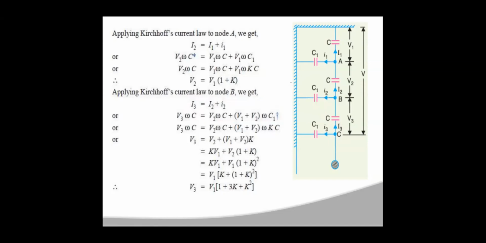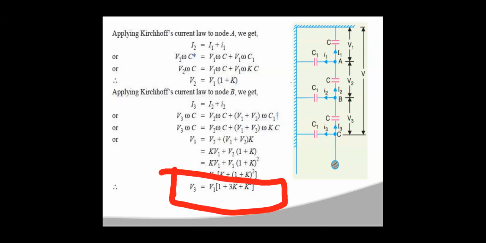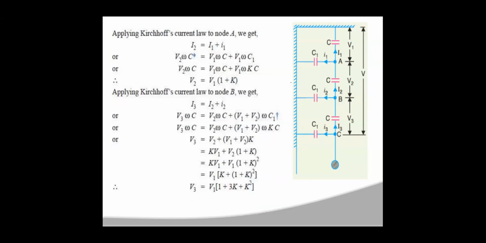Now if you observe the voltage across this C1, it will be the sum of these two, because the voltage between this point and the ground is the same as the voltage across C1. So the voltage across C1 here is V1 plus V2, times omega C1. After simplification, the final value you will get is V3 is equal to V1 into 1 plus 3k plus k square. In this equation, omega C gets cancelled.